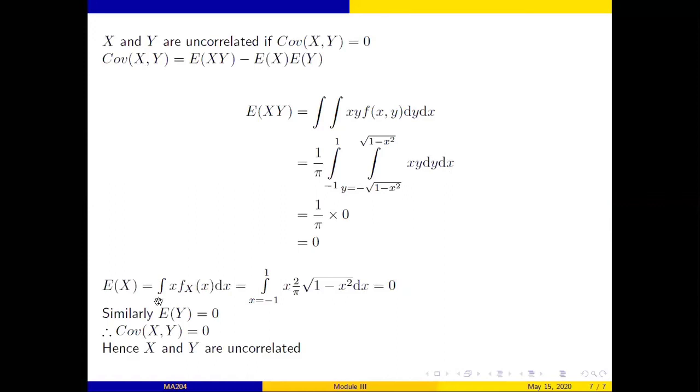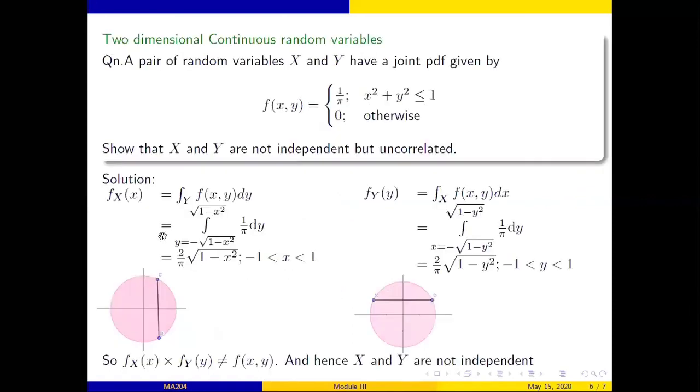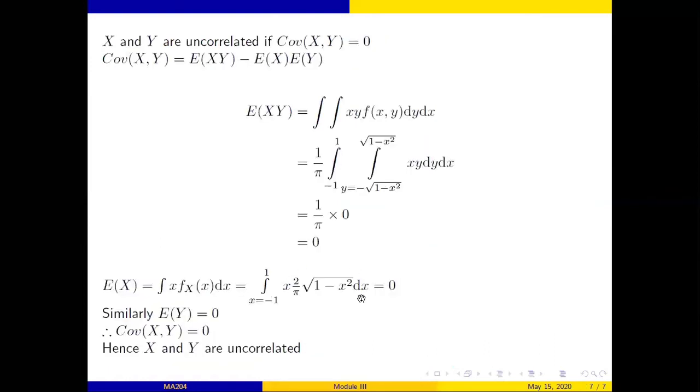Now expectation of x is the integral of x fX(x) dx. So integral from minus 1 to 1 of x into 2 by pi root of 1 minus x square dx. In the earlier slide, we obtained fX(x) as 2 by pi root of 1 minus x square. So that is substituted here. Again, by the property of odd functions, x into root of 1 minus x square being an odd function of x, its integral from minus 1 to plus 1 is equal to 0. Similarly, you can show that expectation of y is also equal to 0.